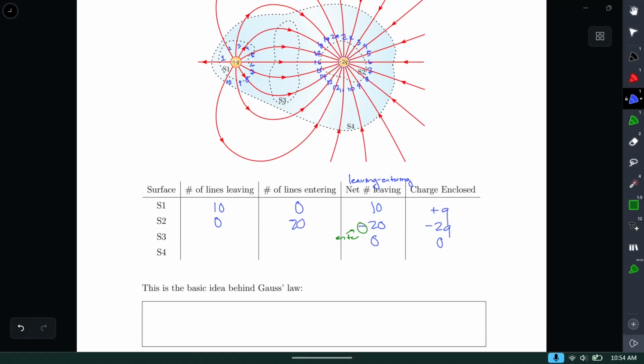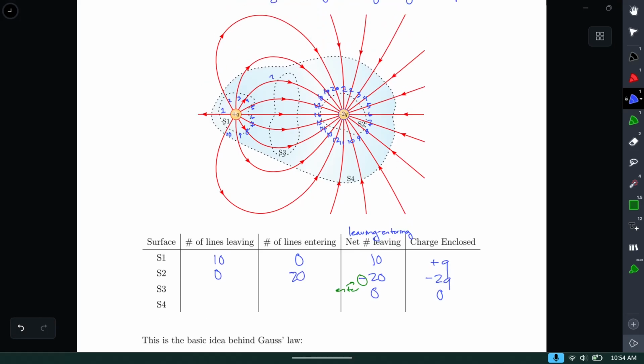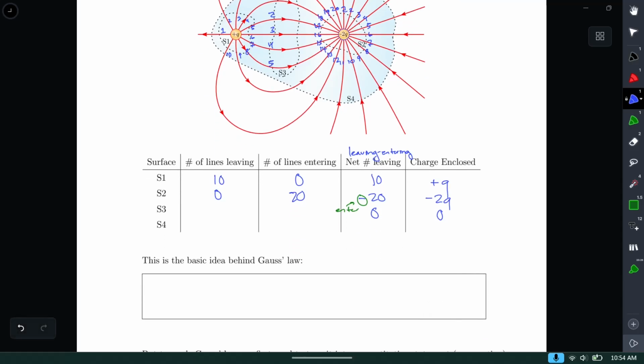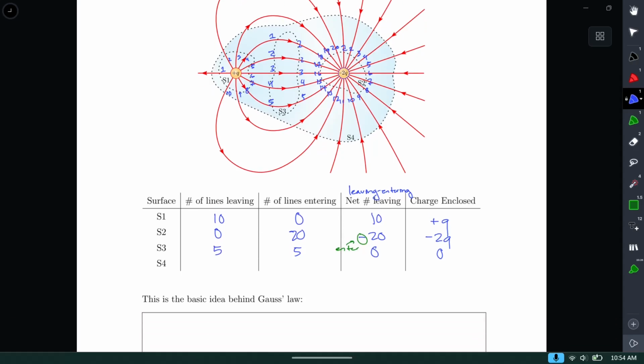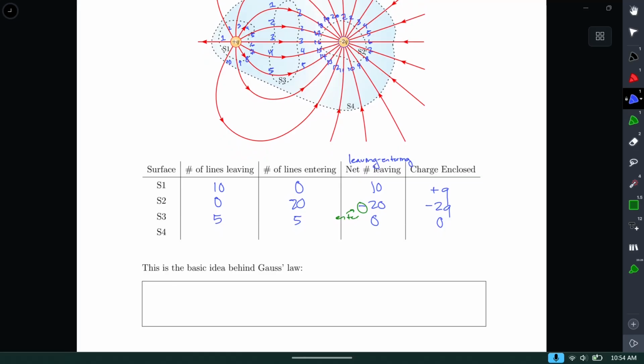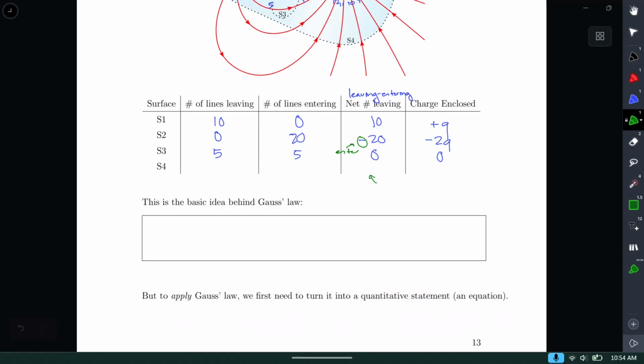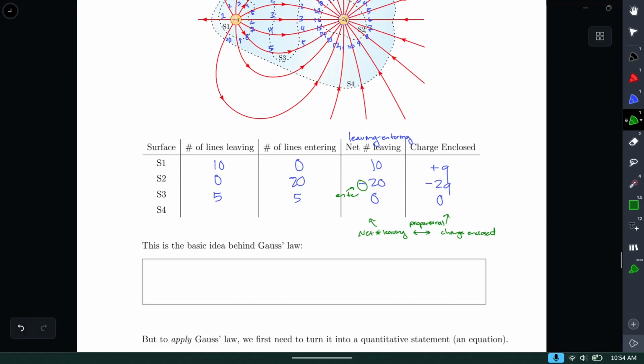And if you're not convinced on that one, you can go back and count them. You can say, well, 1, 2, 3, 4, 5 enter, and 1, 2, 3, 4, 5 leave. So yeah, just as many enter as leave. The net number leaving is 0. So we're mostly looking at the last 2 columns and saying the net number leaving and the charge enclosed are proportional, meaning one is a multiple of the other.